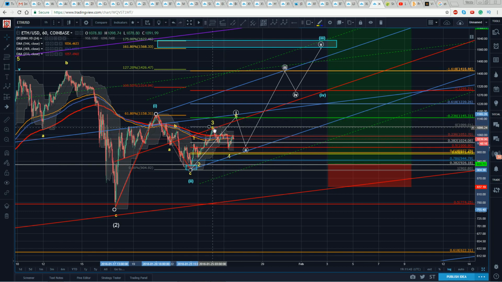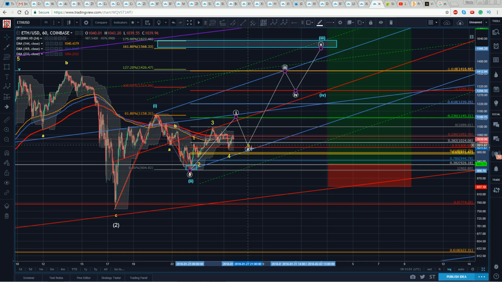I mean, that could very well be while we hit the 3 here and we roll over. We get this nice ABC here. One more push up to tap the median line again. Now we might come down here, look for the lower parallel to offer additional support for a second.